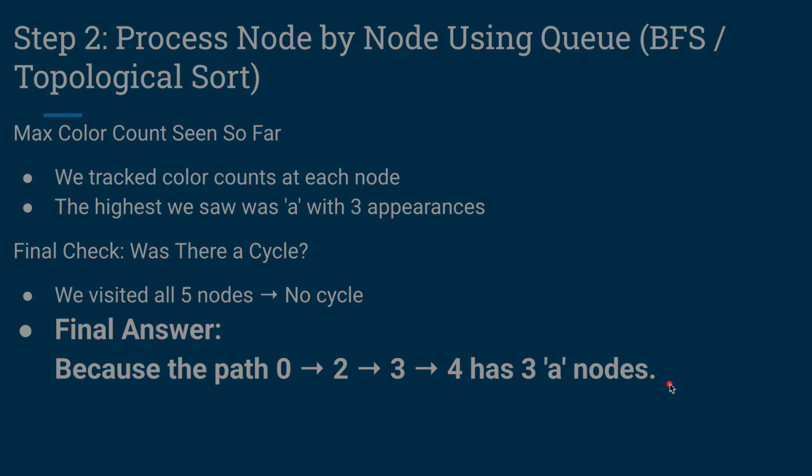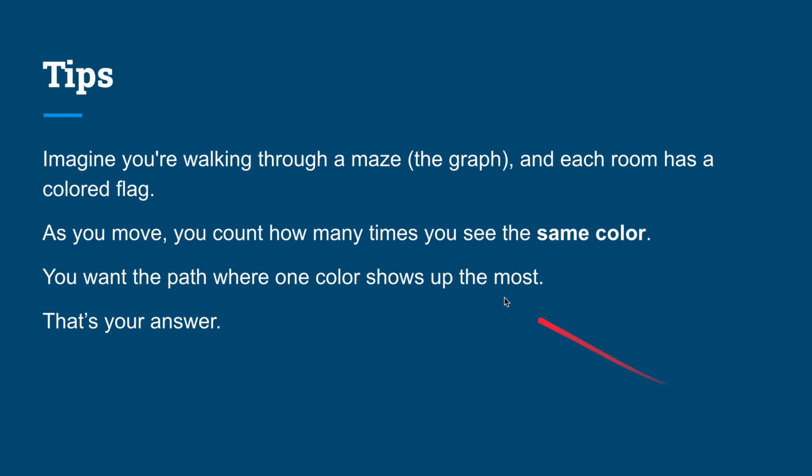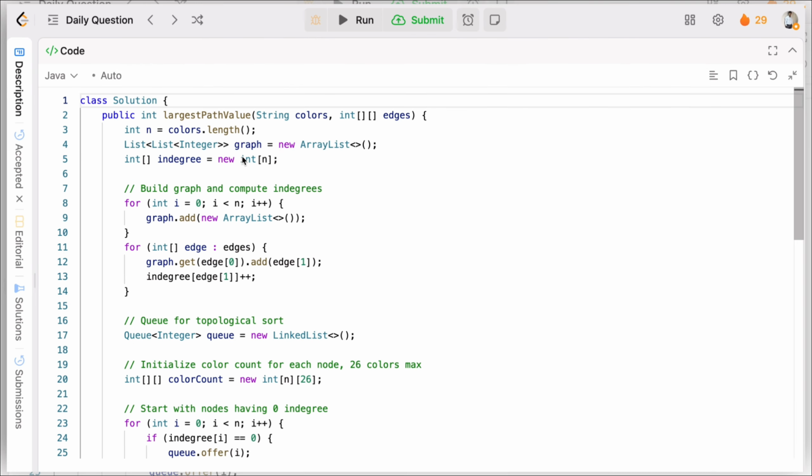So let's understand further, guys. The tip that I'm going to give you is to just imagine that you are walking through a maze, like a graph, and each room has a color flag. As you move, you count how many times you see the same color. You want the path where one color shows up the most, and that is your answer. I hope you understand. Let's understand step by step.